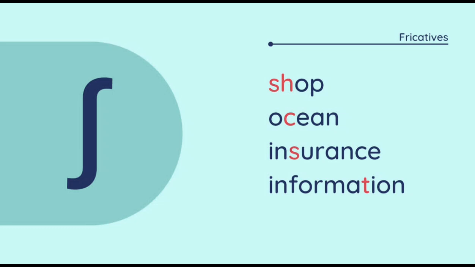Alright, so examples of words that can be formed from it are shop. Majority of the time, it is represented by words that have sh in them. However, we have some other exceptions, like words like ocean. We have insurance, represented by s in that word. Information, represented by t in that word. Shop, ocean, insurance, and information.